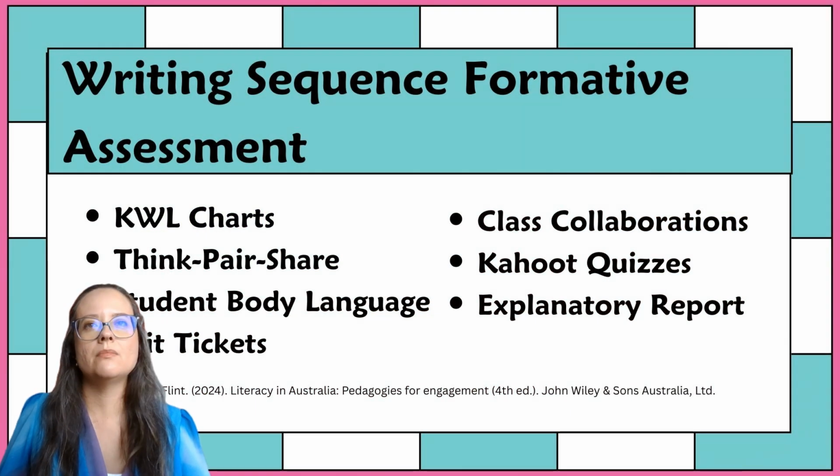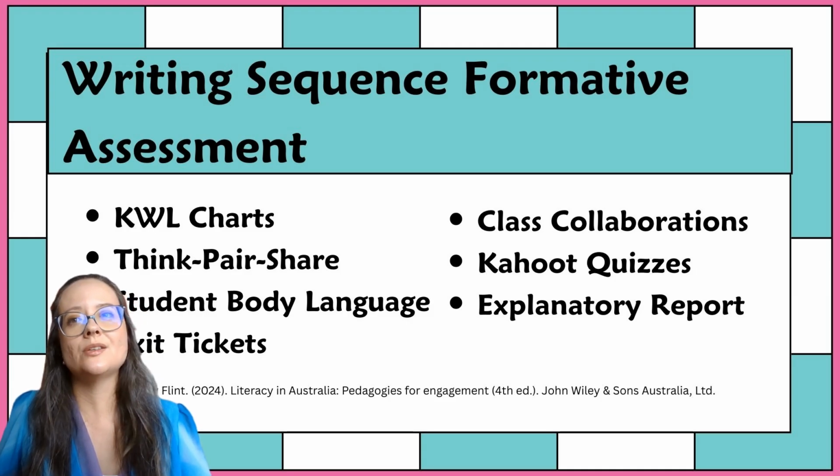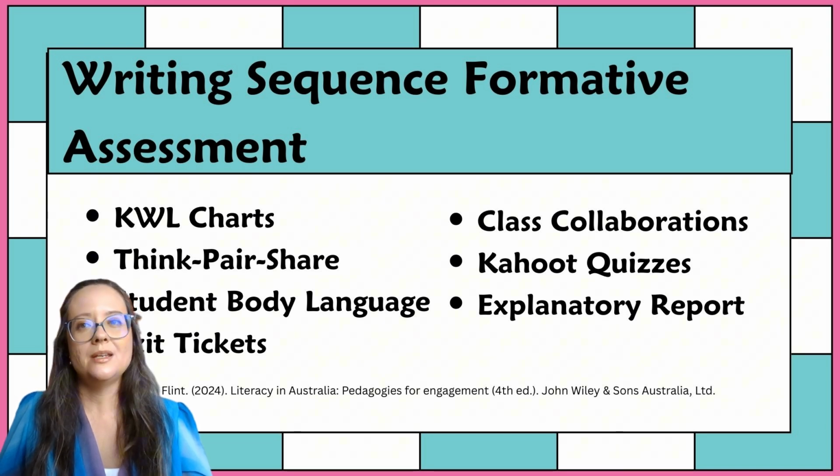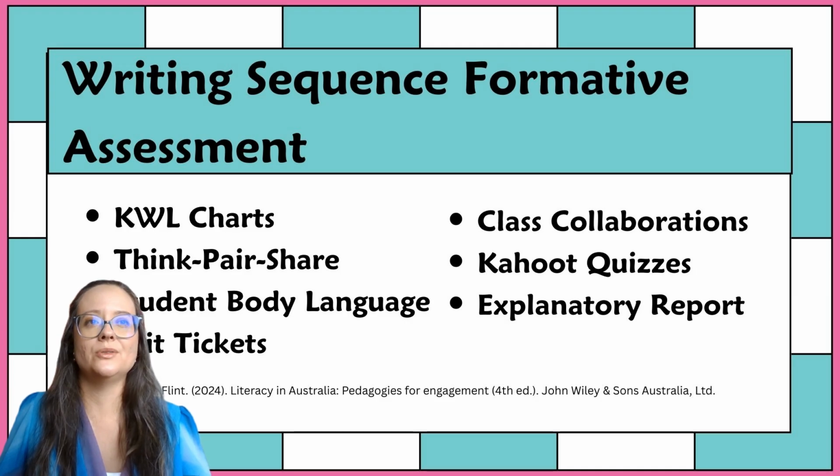Throughout the writing sequence, multiple opportunities for formative assessment are embedded. Evidence is gathered during the think, pair, share, observation of student engagement during modelling and joint construction, as well as through the evaluation report itself. I also find that using exit tickets or Kahoot quizzes throughout the phases can further check comprehension. Collectively, these provide a clear picture of student understanding and areas that might require further scaffolding.